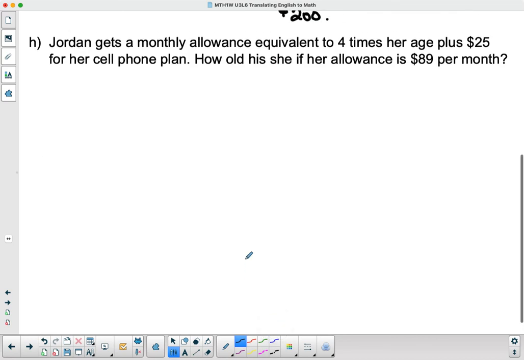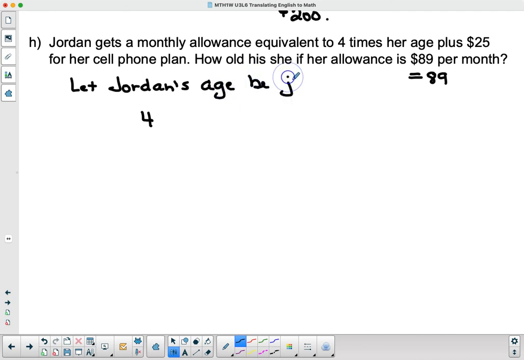Okay. Jordan gets a monthly allowance equivalent to 4 times her age plus $25 for her cell phone plan. How old is she if her allowance is $89 a month? So this tells us that whatever we set up has to equal $89. So she gets a monthly allowance 4 times her age. Whoops, let's do our let statement. Let Jordan's age be J. So 4 times her age plus $25 for her cell phone equals $89.